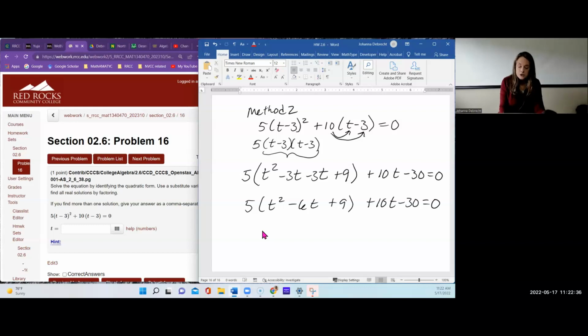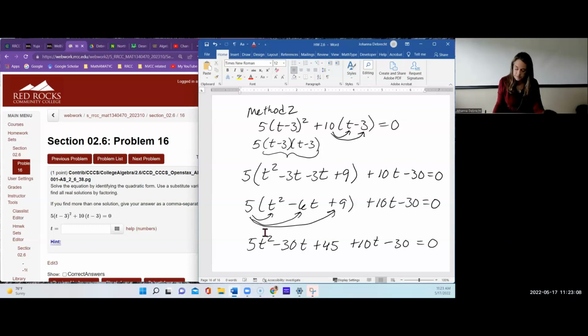Then we distribute the 5 over each of the terms on the inside. I promise you, if you will write those arrows, you will never mess up the distributive property again. It is one of the most missed properties in not just college algebra, but in calculus. So get into a good habit and start drawing those arrows. This leads to 5t squared minus 30t plus 45 plus 10t minus 30 equals 0.